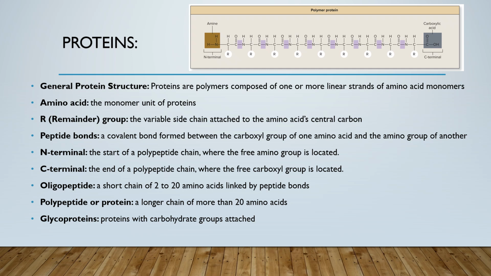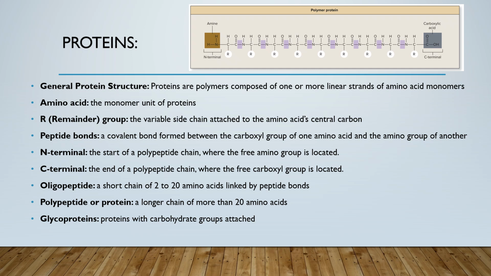A peptide bond is a covalent bond formed between the carboxyl group of one amino acid and the amino group of another. This links amino acids together in a chain. The N-terminal is the start of the polypeptide chain, where the free amino group is located. The C-terminal is the end of the polypeptide chain, where the free carboxyl group is located.